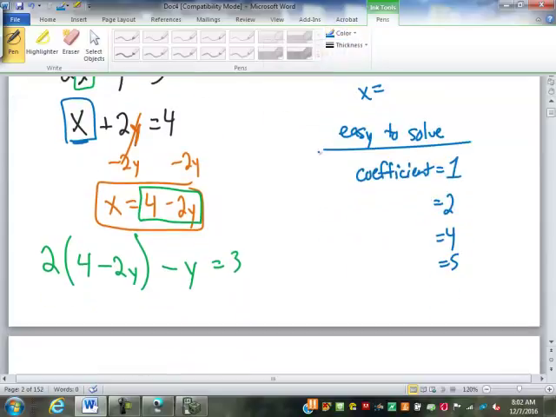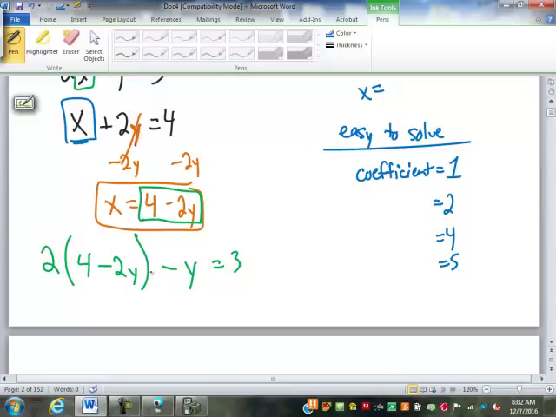So now I've reduced those two equations down to a single equation with one variable. And when we're talking about algebraic methods of solving systems of equations, no matter what method we're using, that is our strategy: to reduce those two equations with two variables down to one equation with one variable. And then we can solve it.